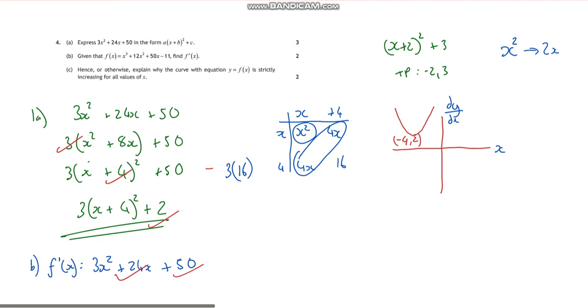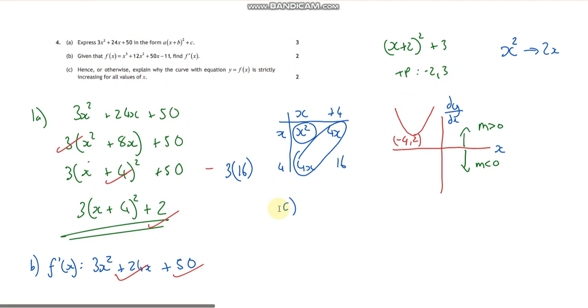Every number above the x-axis has got an m greater than 0, because these are all greater than 0, and everything below has got an m less than 0. So what it's saying is the differential is always in the positive section of the diagram. Therefore, we're always going to have a positive gradient for any value of x. But how do we write that for the SQA?